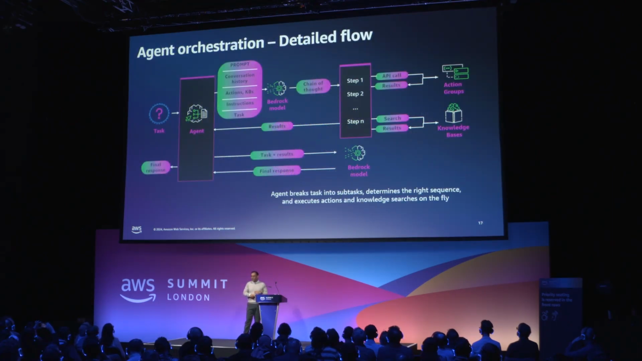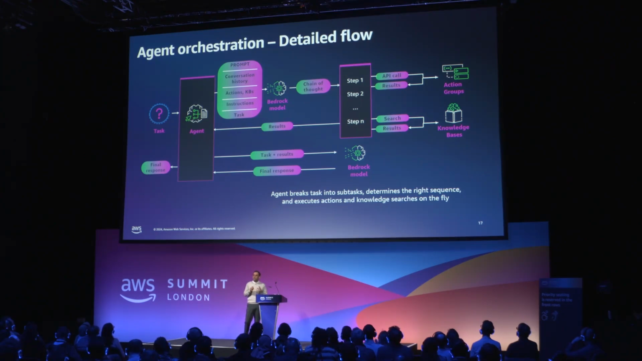Let's look at a more detailed flow of how this works. Now, there's a lot going on in this slide, so bear with me as I break it down for you. Again, center of all of this is an agent. You will give the agent an action, knowledge bases, instructions to execute. All of this is passed into a foundational model, which is the brain of the agent.